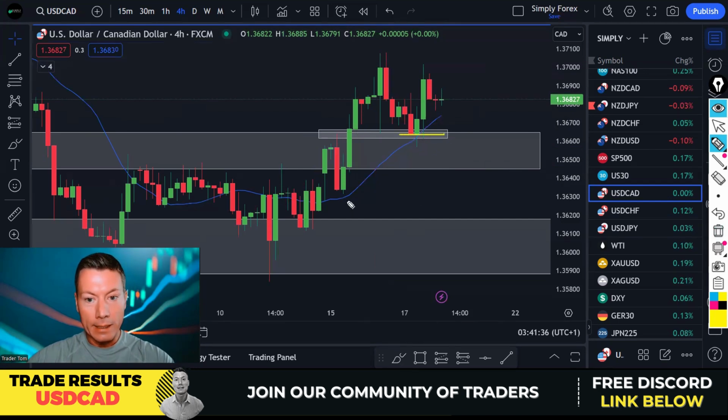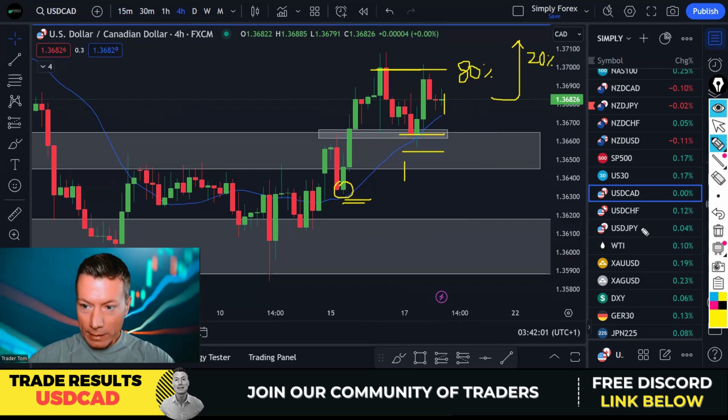Entered here, stopped below the last low, and then price went back up to these highs here. I've got my 1:1. I've closed 80% at this level, and I'm going to leave 20% to run. We'll see what happens. I will just trail my stop for the remaining 20%. My stop loss was here, I'm now going to move it to here, and so on. So that was our first trade from yesterday.